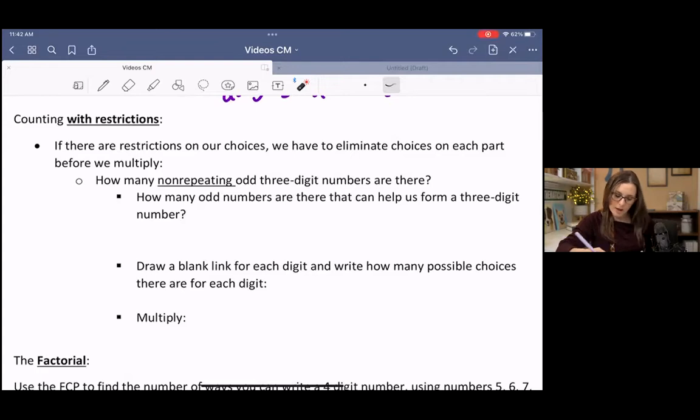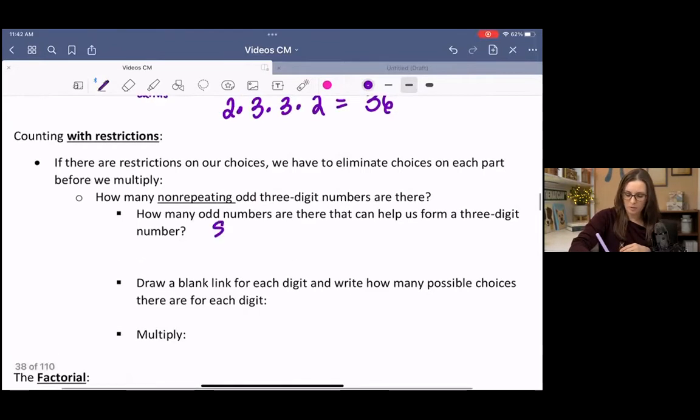So let's see, how many odd numbers are there? If we think about odd numbers, there's 1, 3, 5, 7, 9. Let me list those out: 1, 3, 5, 7, 9. So there are 5 odd numbers that we can use.